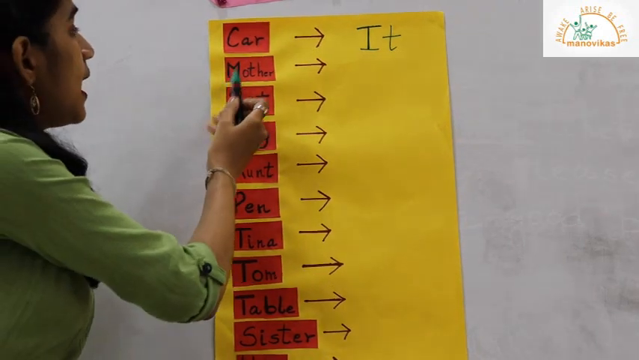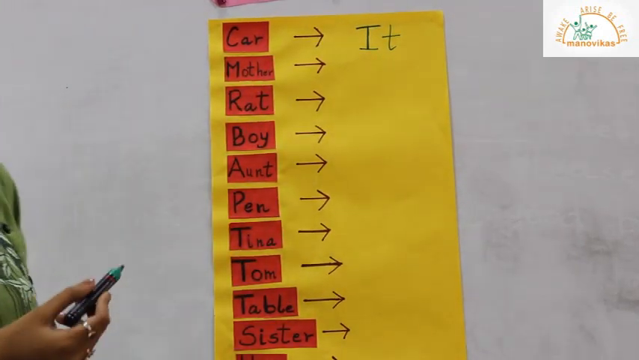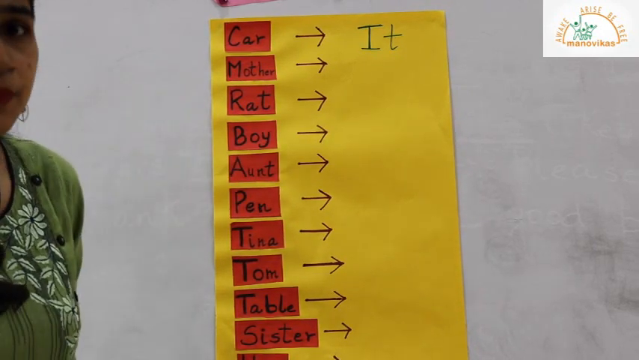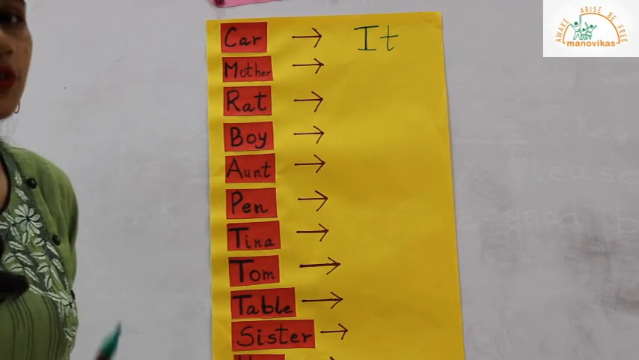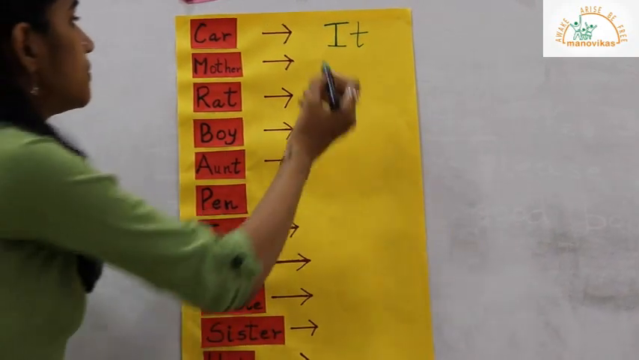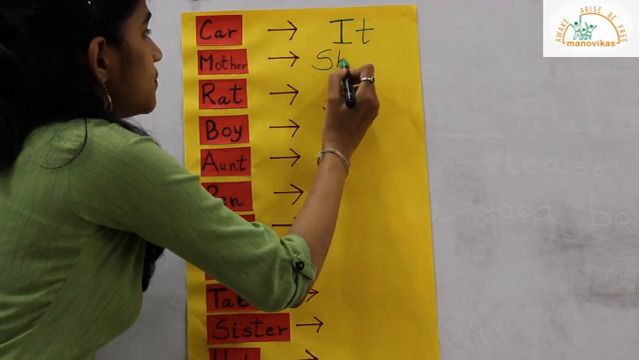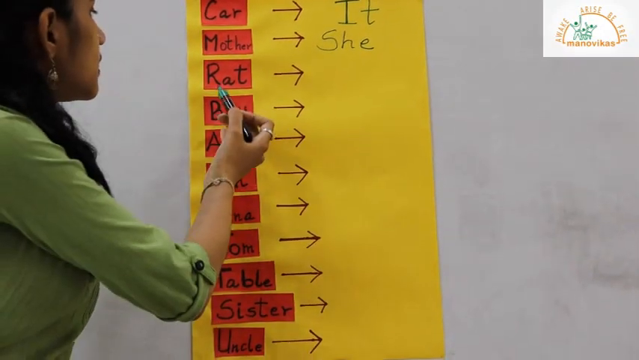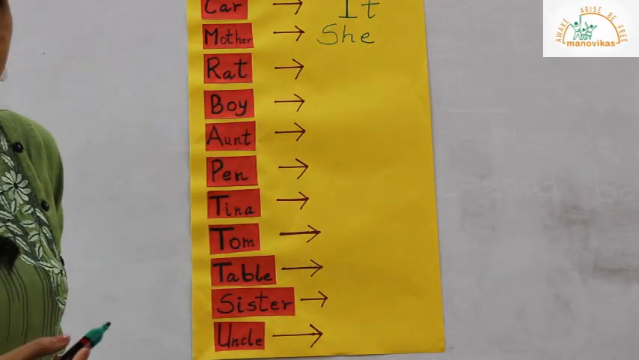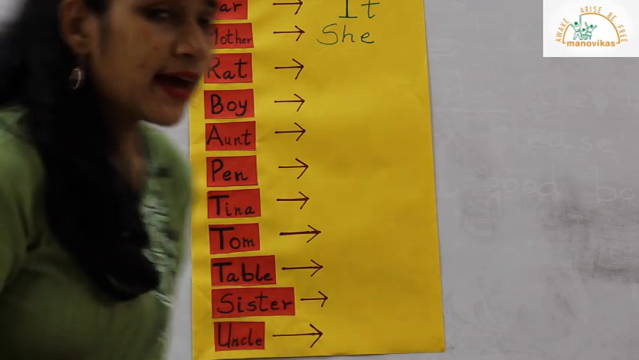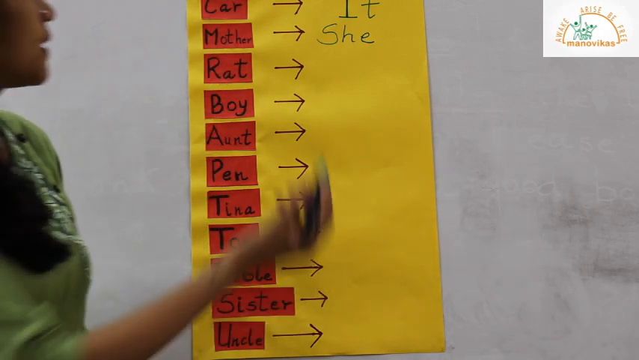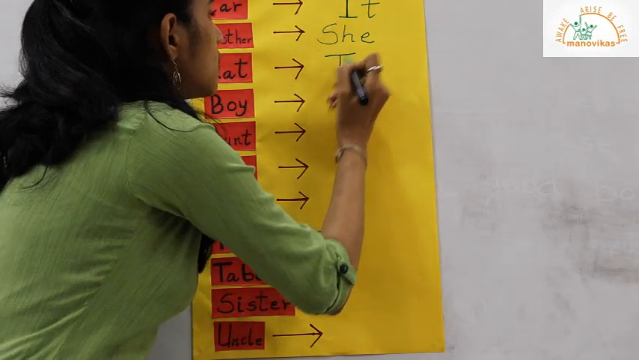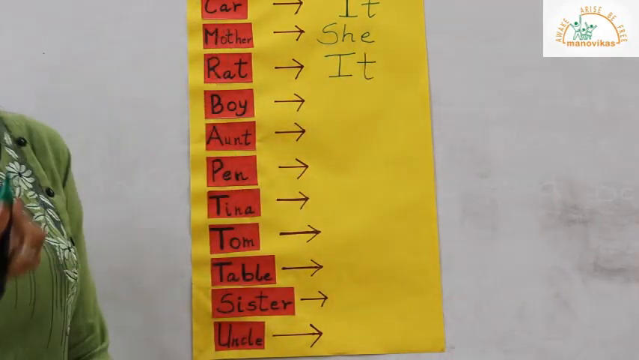Next, we have M-O-T-H-E-R, mother. A mother is a noun. What kind of a noun? Mother is a woman. That means we will use the pronoun she, S-H-E, she. The next word, R-A-T, rat. A rat is an animal. That means that we are going to use the pronoun it.